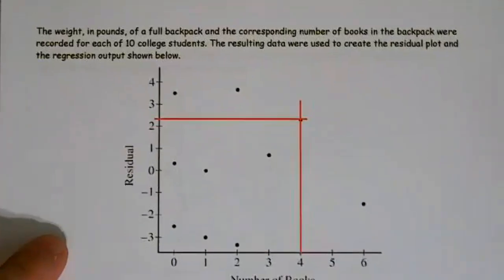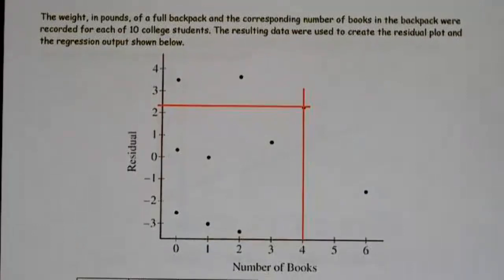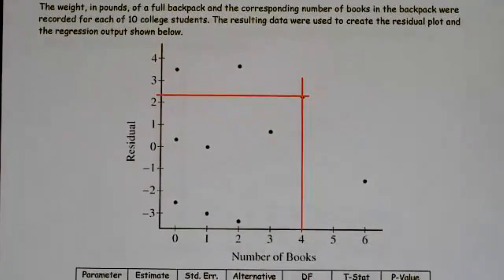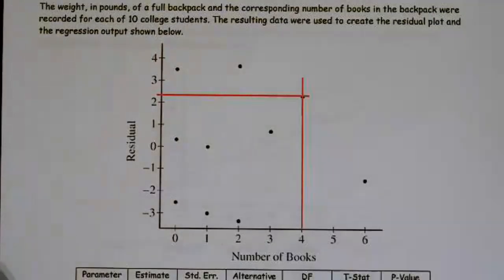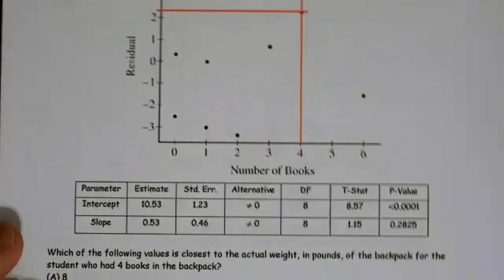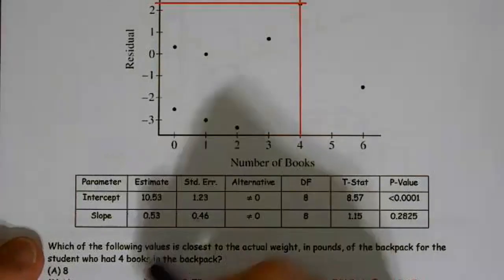The weight in pounds of a full backpack and the corresponding number of books in the backpack were recorded for each of 10 college students. Resulting data were used to create a residual plot and the regression output below. So here's our residual plot. Notice we're centered on 0, and it looks pretty random, and that's good. Which of the following is closest to the actual weight in pounds of the backpack for a student who had 4 books?